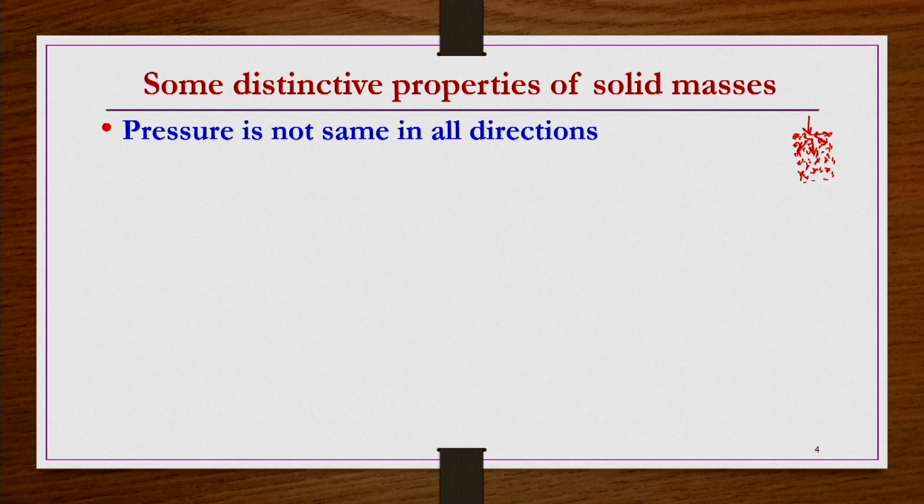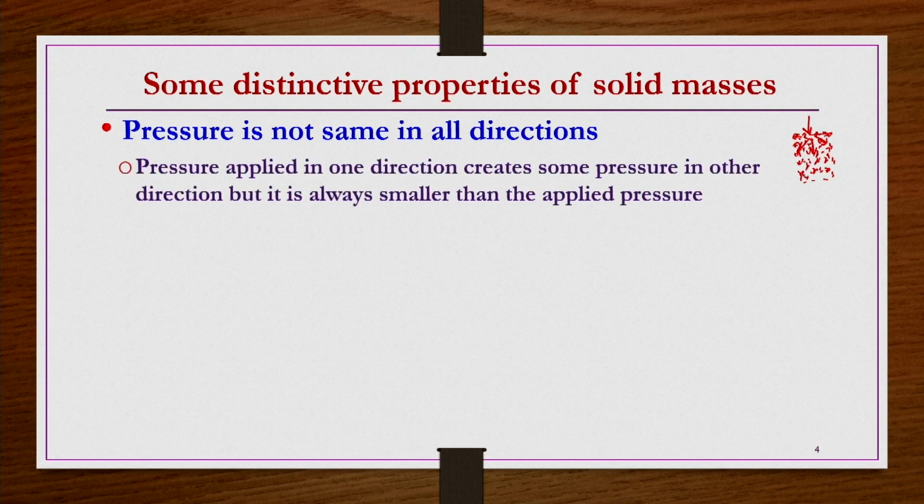That is one of the primary, most important properties of solid masses. The pressure applied in one direction creates some pressure in other directions, but it is always smaller than the applied pressure. So, when you are applying the pressure on this particular surface, that may be creating or distributing the pressure in other directions, as the arrows show here. So the pressure distribution is very different from one location to another within this solid mass, whether it is in a container or in a channel that is flowing.